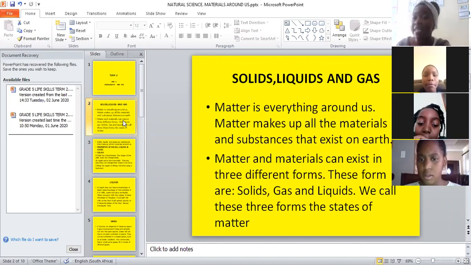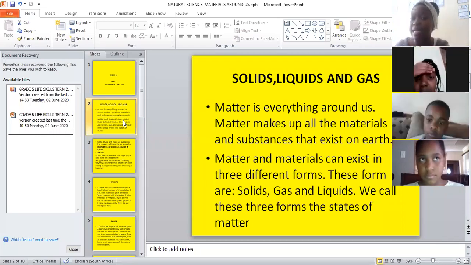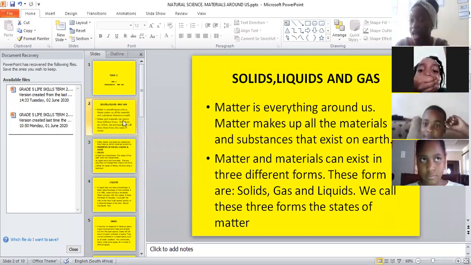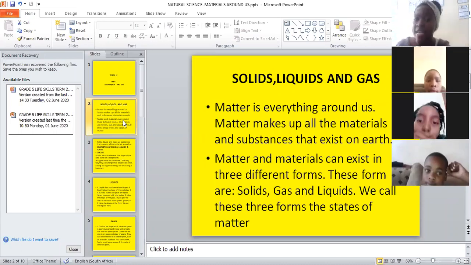So I said matter is everything around us. And then matter makes up all the materials and substances that exist on Earth. Matter and material can exist in three forms. What did I say those forms are?